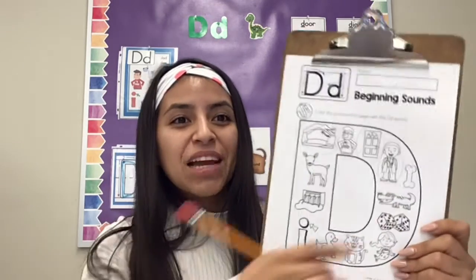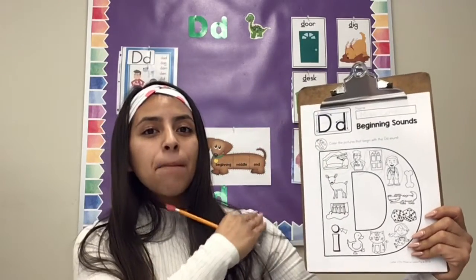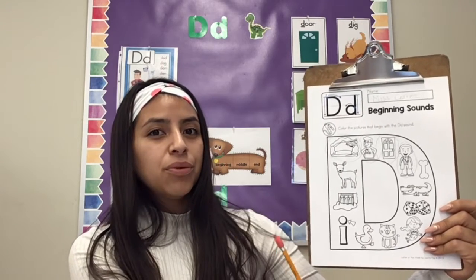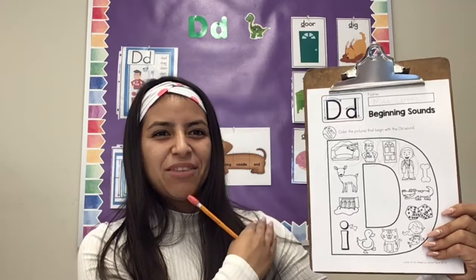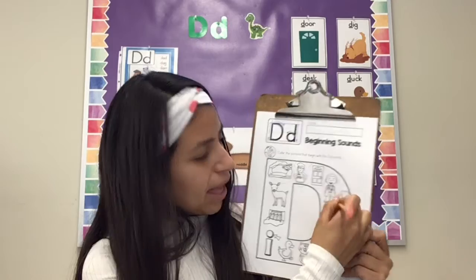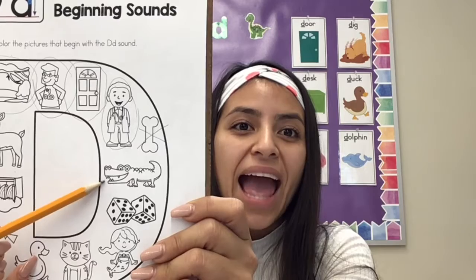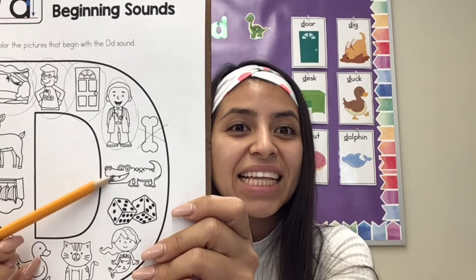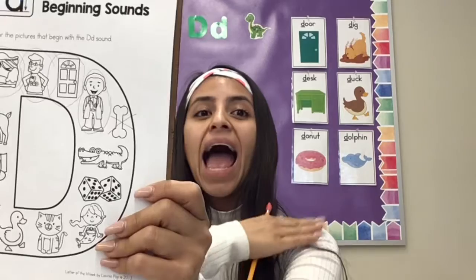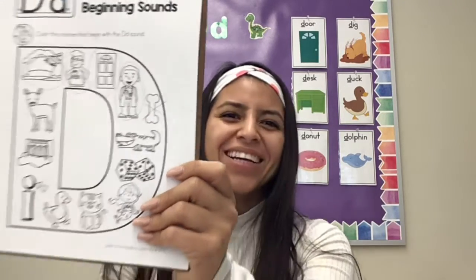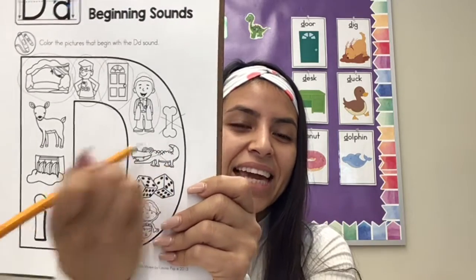All right. Now we're going to look here. This is a bone. Bone. Do you hear the D sound in bone? No, right? You don't hear the letter D at the beginning of bone. That is the B sound. So we're going to put a big X on our bone. Okay, now if we move down to our alligator, does that begin with D? Alligator? Do you hear the D sound in the beginning? No, right? So we're going to go ahead and put an X on our alligator.